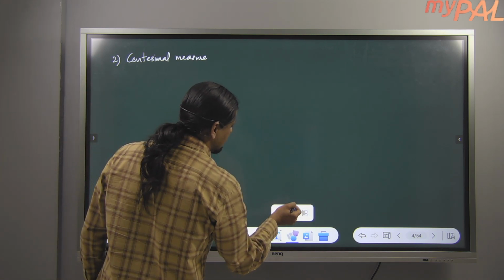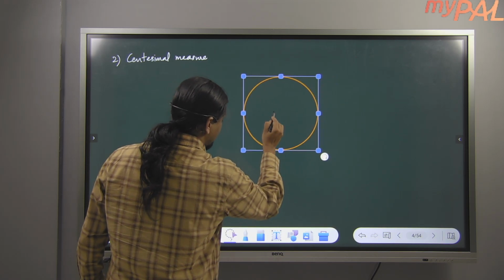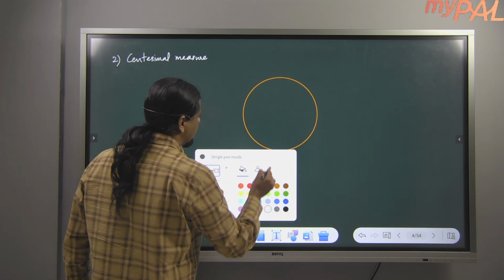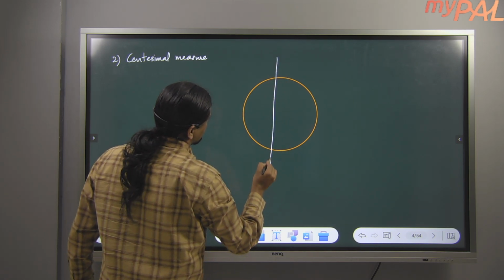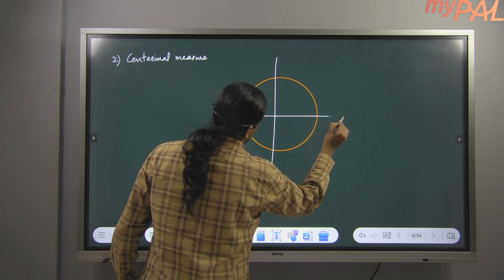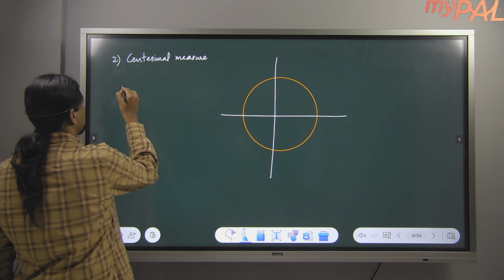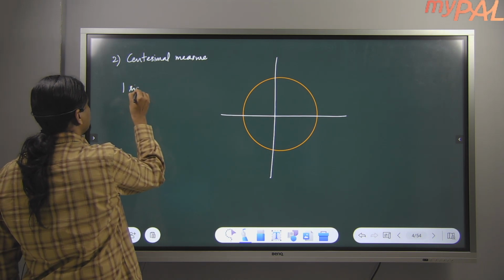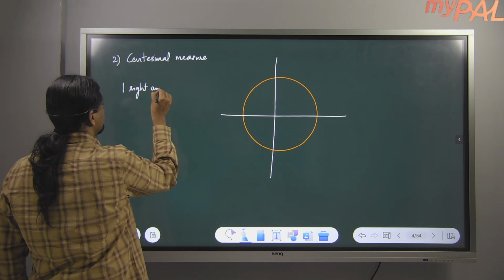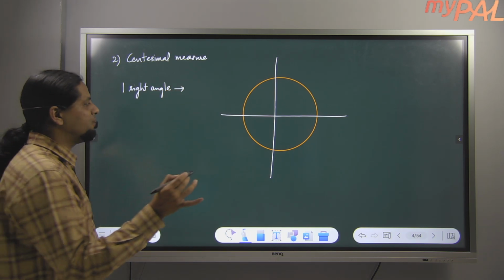In the same way, I will take a circle. And what will I do to this circle? I will divide this circle into 4 equal parts, or 4 equal quadrants. Now what about each quadrant? Each quadrant is again a right angle. Each right angle, one right angle or 90 degrees, is divided into 100 equal parts.